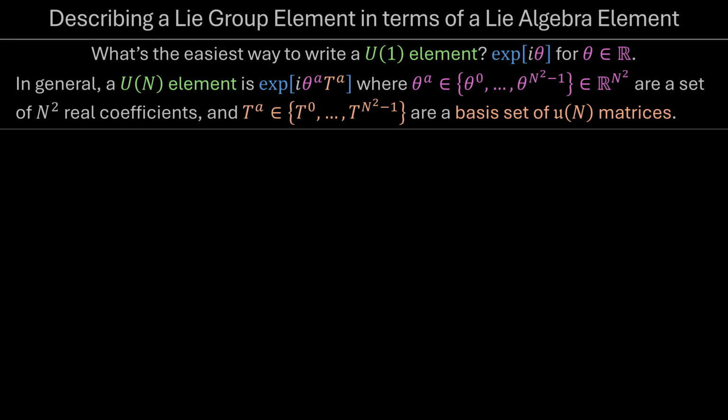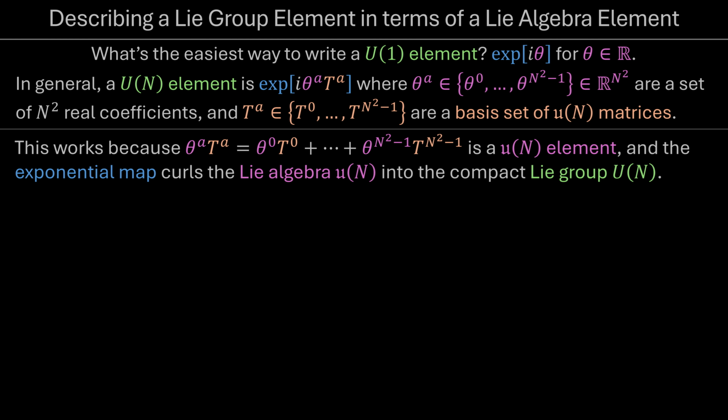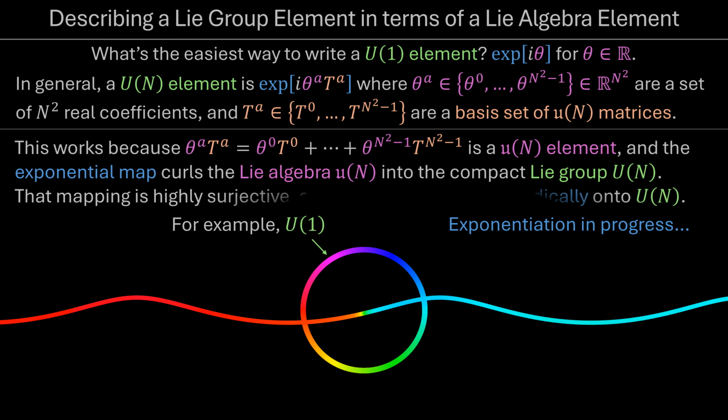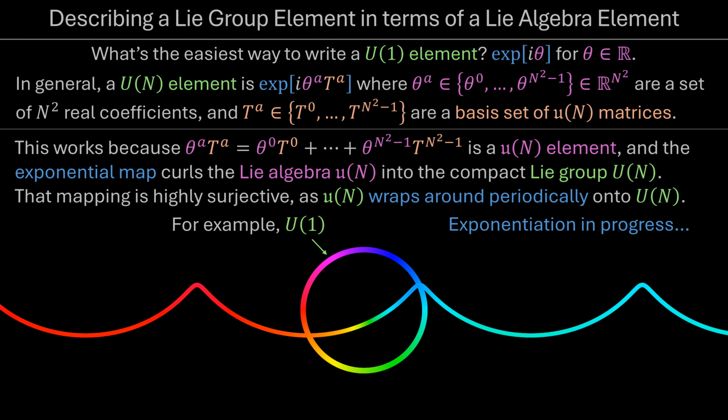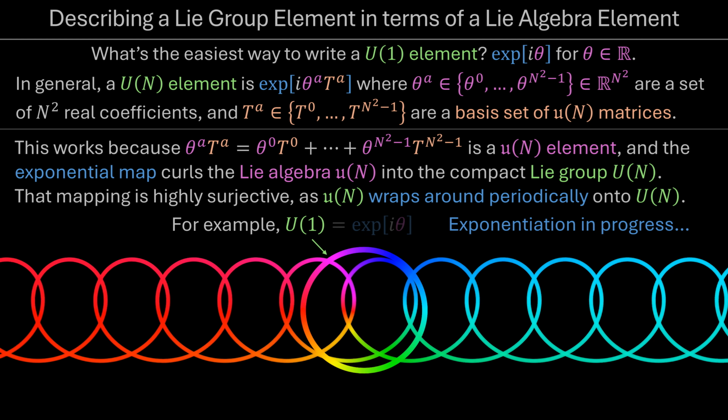where, as we've talked about before, the thetas are all real numbers, and the T's are the generators. And now we know that the generators can be thought of as a set of basis vectors that span the Lie algebra of U(N). Now the reason that exponential formula works, the reason we can just sum over θ^a T^a, is because θ^a T^a, you can think about it as like a point in the space of the Lie algebra of U(N). And the exponential map, you can think about as curling up the whole Lie algebra into the whole compact Lie group U(N).